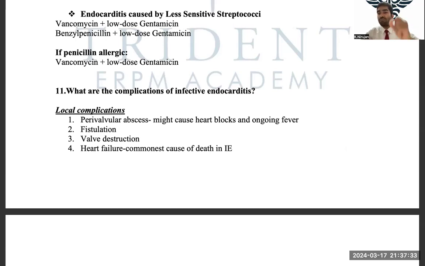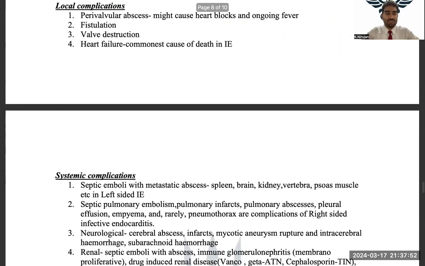If you get a first degree block, that means PR prolongation, you should suspect an aortic root abscess in an infective endocarditis patient. Okay, a common question. Heart block. There can be fistula, valve destruction, severe regurgitation, and heart failure. Heart failure is the commonest cause of death in IE. Again, a reasonably common MCQ. Heart failure is the commonest cause of death.